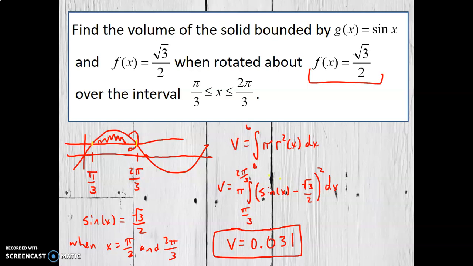Make sure that you have your function minus your axis of rotation before you square it. So your radius needs to be sine minus √3/2. And again, this one gets really ugly, so I apologize for not saying that you could use a calculator. As long as you got it set up right, that's the most important piece.